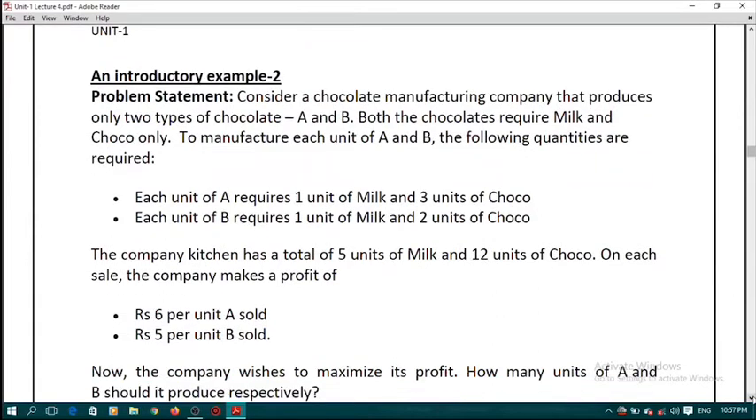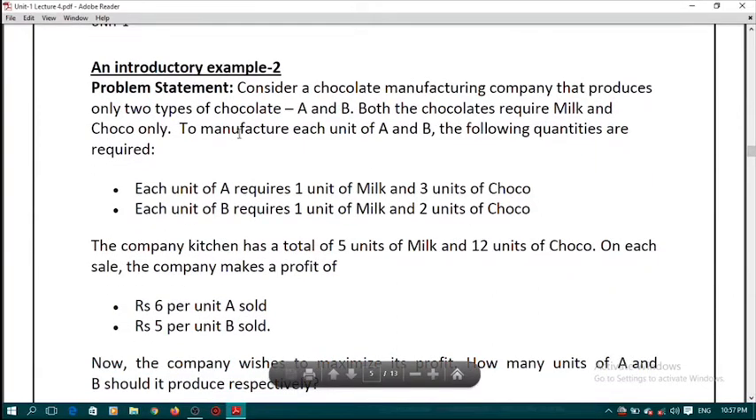Now let's take a look at the next example. The problem statement is: consider a chocolate manufacturing company that produces only two types of chocolate, chocolate A and chocolate B. Both the chocolates require milk and choco only. To manufacture each unit of A and B, the following quantities are required.